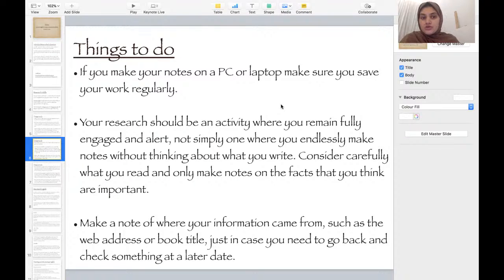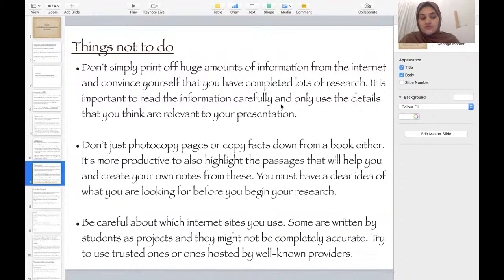If you make your notes on a PC or laptop, make sure you save your work regularly. So your research should be an activity where you remain fully engaged and alert, and not simply one where you endlessly make notes without thinking about what you write. So consider carefully what you read and only make notes of the facts that you think are important, okay? So make a note of where your information came from, such as the web address or a book title, just in case you need to go back and check something at a later date, for example.